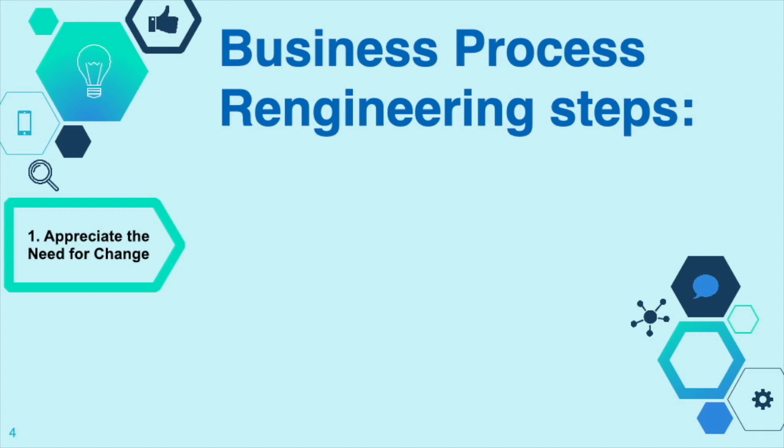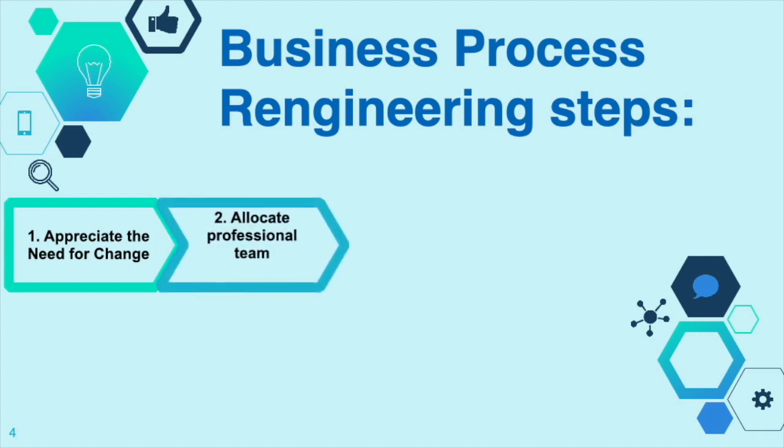The second step is to allocate your professional team. Decide what is the team who will do that business process re-engineering.